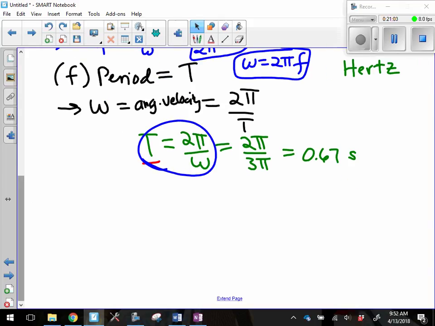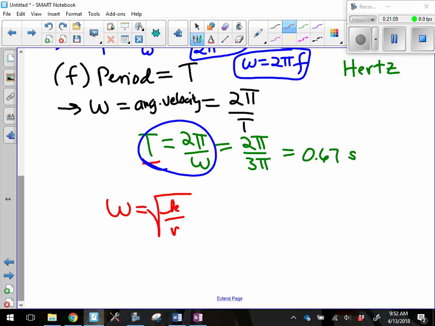And since we're talking about omega, remember that we said that for a mass on a spring, omega is equal to the square root of k over m.